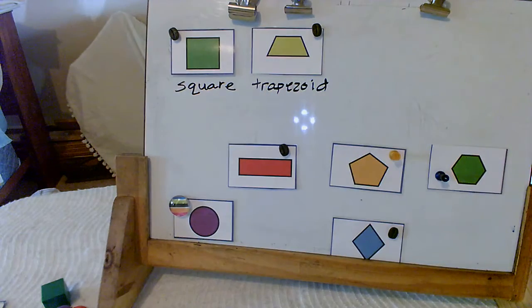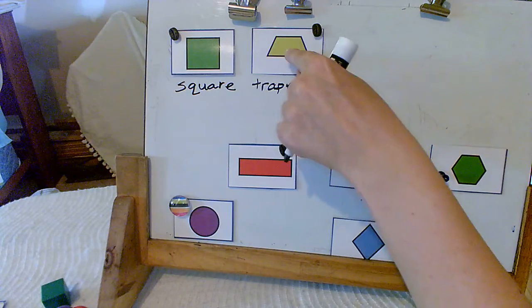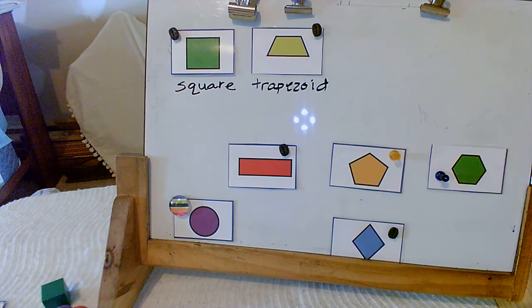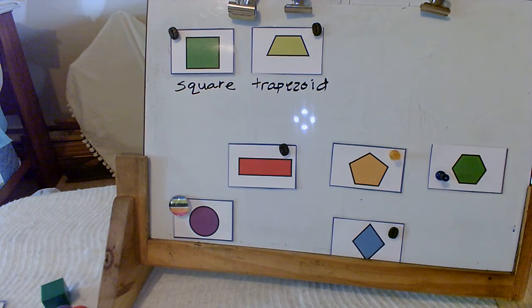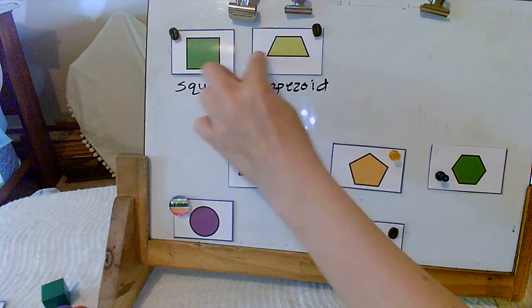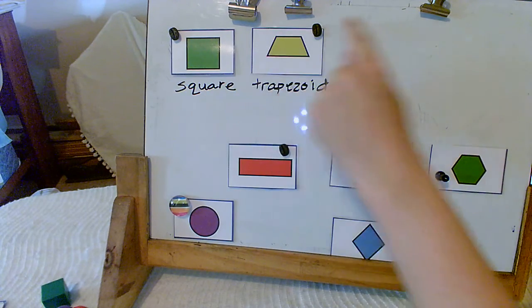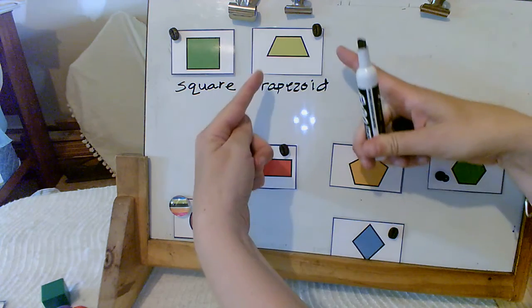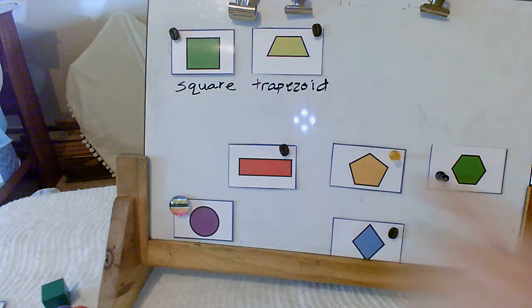Now a trapezoid also has 1, 2, 3, 4 sides. But does it look the same as a square? It's not the same shape as a square. When you learn more about shapes, you're going to learn about parallel sides. You can see that these lines are called parallel, which means if they were longer, they would never cross. And if these two lines were longer, eventually they would cross.